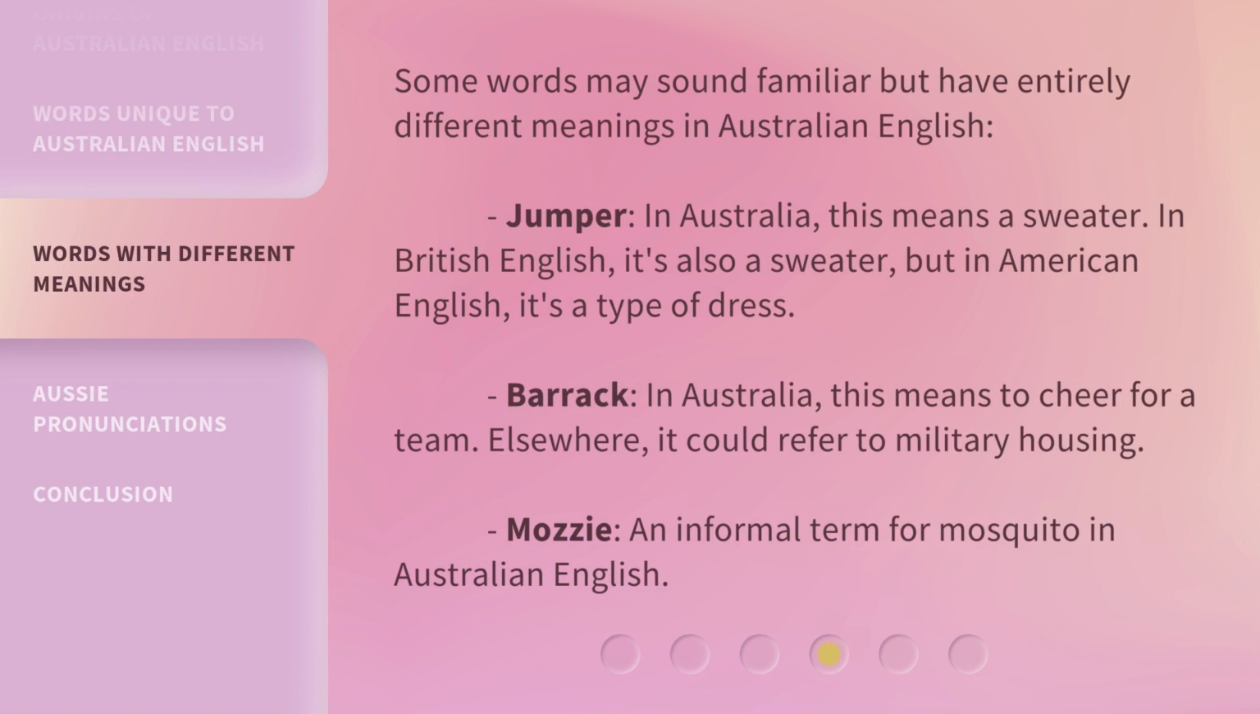Some words may sound familiar but have entirely different meanings in Australian English. Jumper. In Australia, this means a sweater. In British English, it's also a sweater, but in American English, it's a type of dress. Barrack. In Australia, this means to cheer for a team. Elsewhere, it could refer to military housing.